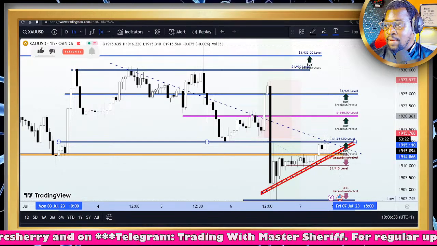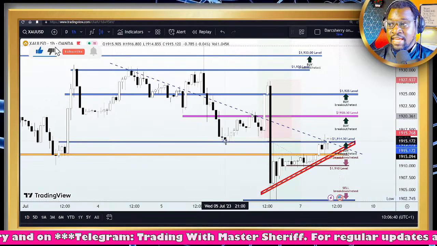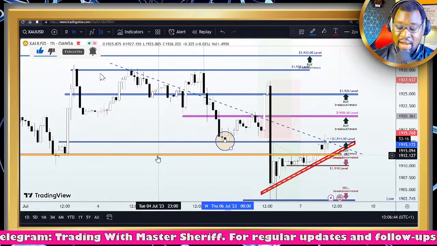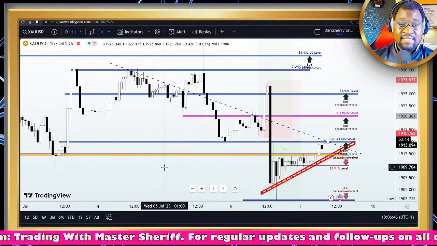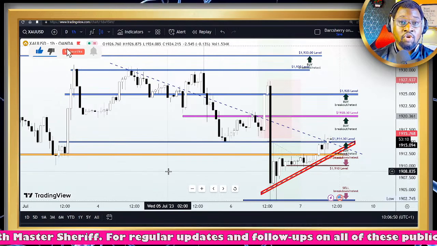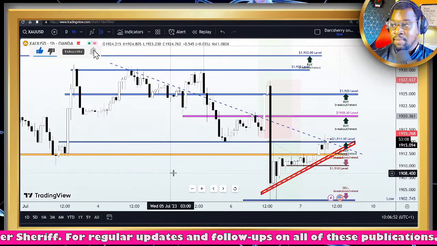And we saw an attempt again where price came into that 1,914 to give us an opportunity to buy again. And from what we can see here, it is quite clear that that area has been a strong buying niche for participants in the market.